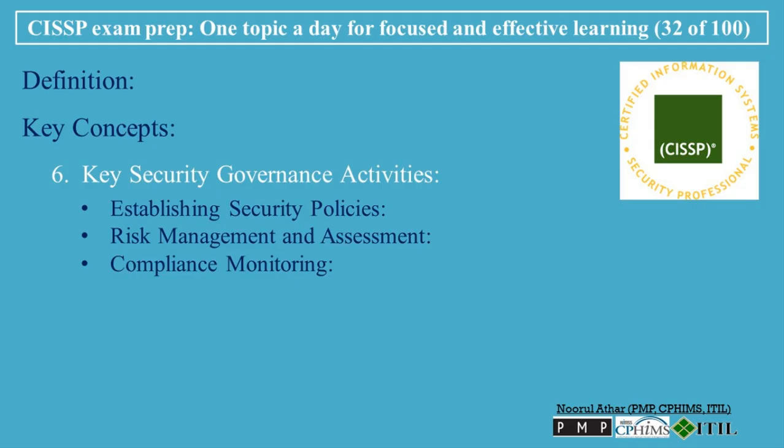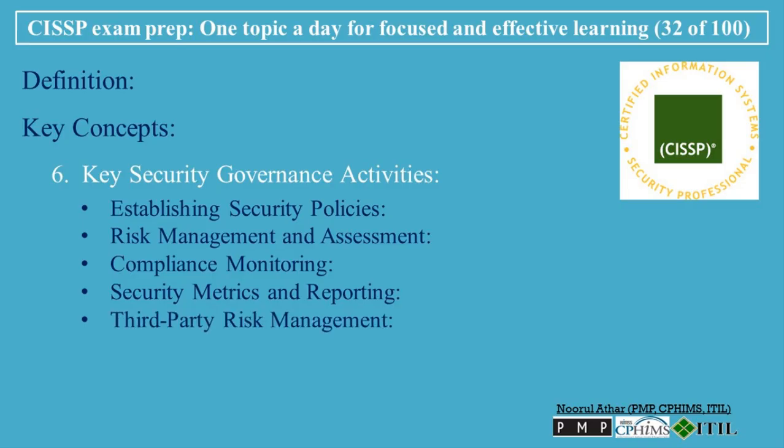Compliance monitoring. Governance ensures that the organization monitors its compliance with internal policies and external regulatory requirements. This may involve conducting audits, assessments, and reporting to regulatory bodies. Security metrics and reporting. Security governance involves the regular collection of security metrics, e.g., incident response times, number of vulnerabilities addressed, and the reporting of these metrics to senior leadership and the board to track performance and inform decision-making.